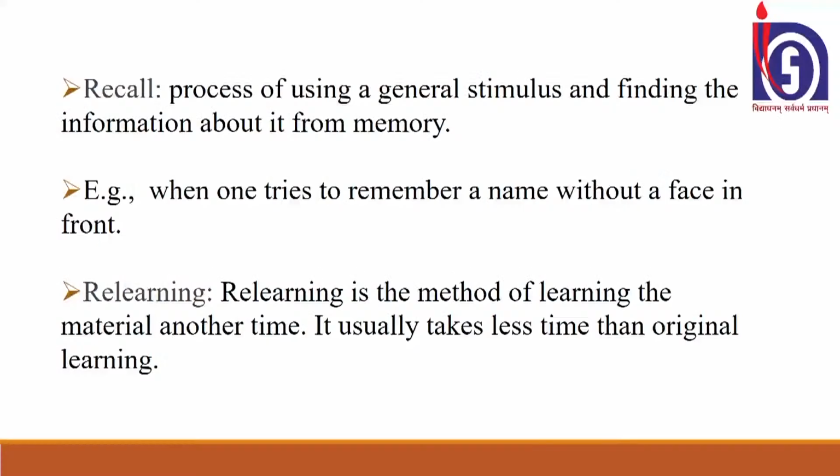Here you have recognized the person, but you are unable to recall the name of the person. So recognition has happened, but the recall of the name has not happened. These are the 2 approaches of studying memory. We have understood recognition, now we understand recall. Recall is basically the process of using a general stimulus and finding the information about it from memory. For example, when you are trying to remember a name without a face in front of you.